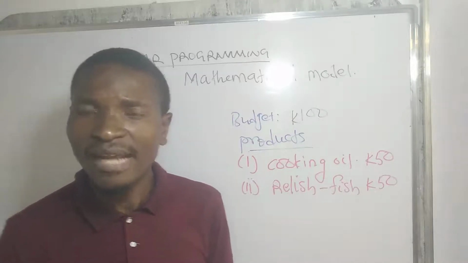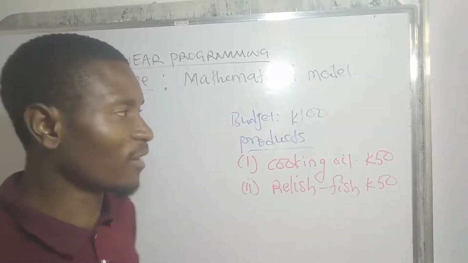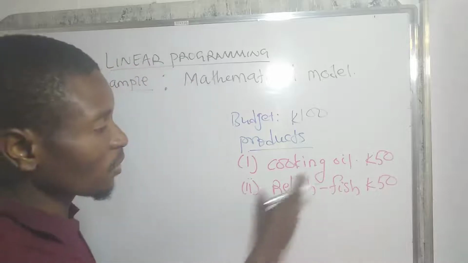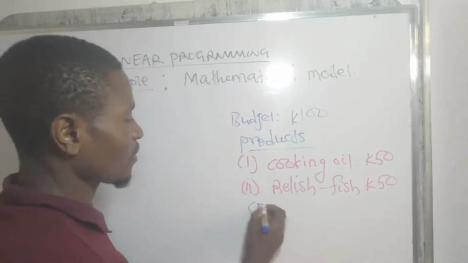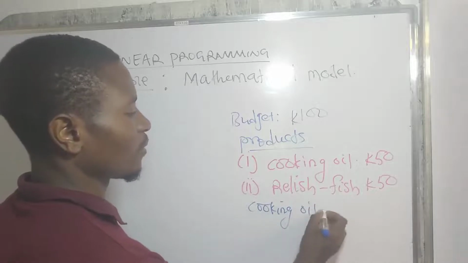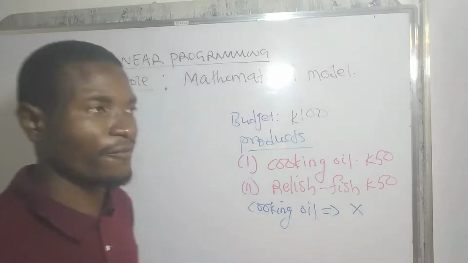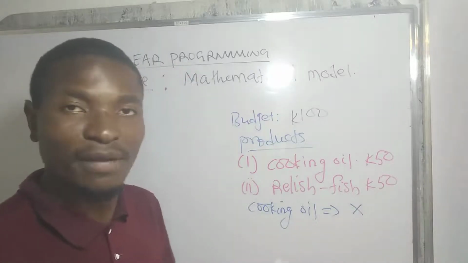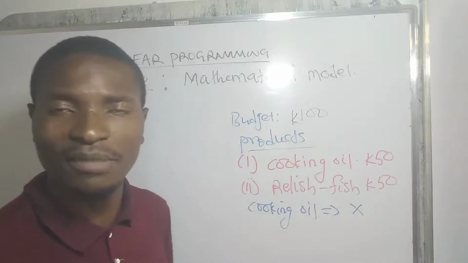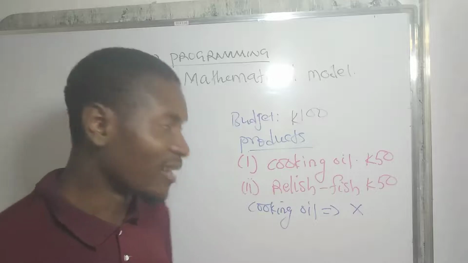Now in linear programming, there are two types of letters that we normally deal with. Let's say, for instance, we want this to be mathematically understood. So the cooking oil can be represented by letter X, and then also the radish can be represented by letter Y.